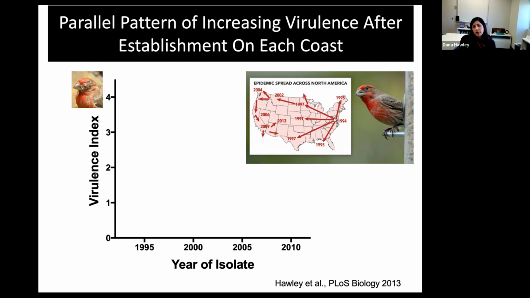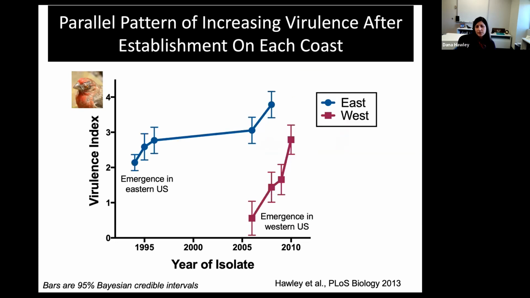So we hold host background constant, and then we looked at isolates from various years after the emergence, both on the East Coast and the West Coast, and it emerged about a decade later on the West Coast. So that's why you'll see the lines starting at a different place on the x-axis here. And our virulence index is really just the average I-score over time during experimental infections of birds in the same background host. So this is showing you data for 9 different isolates.